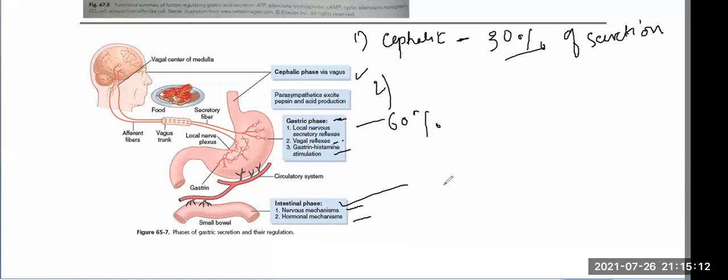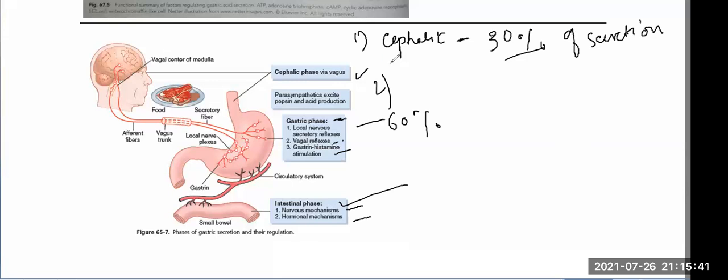When food enters into the duodenum, the outer layer, which is in contact with the contents, that is food, that is your mucosa. So the duodenal mucosa will release certain hormones that will regulate your intestinal phase.